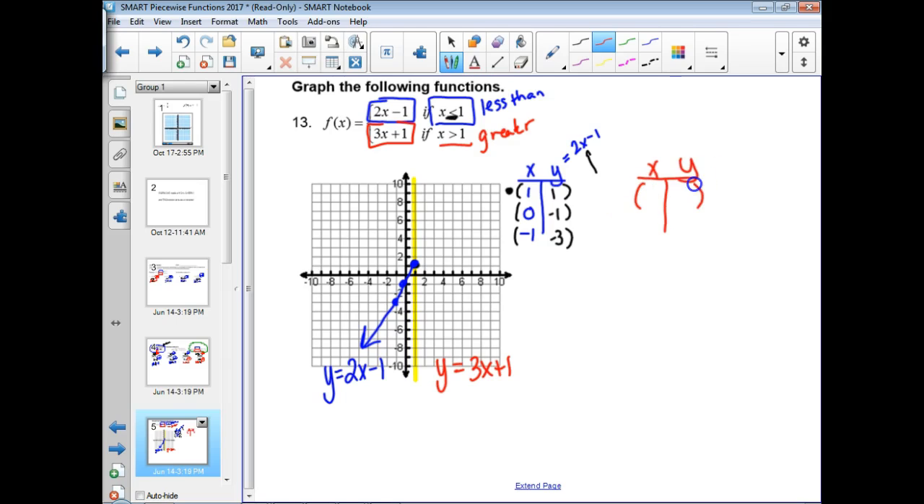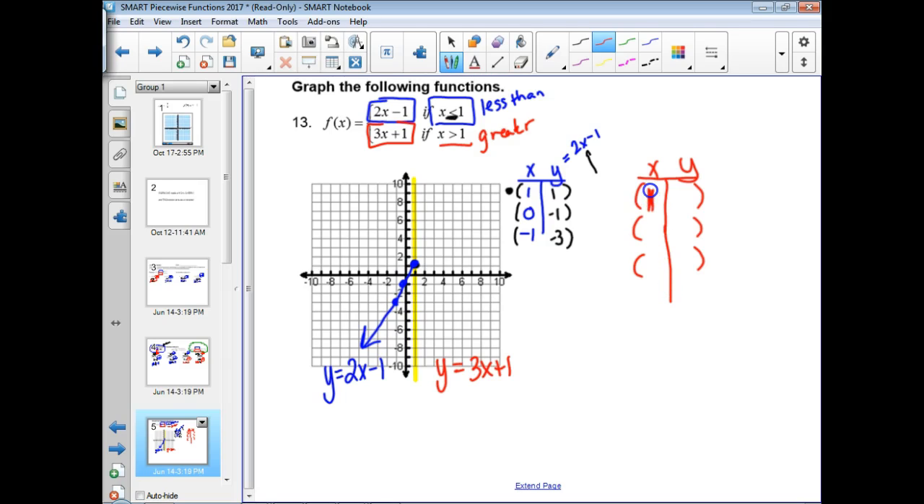But this time, you're only allowed to give me x's that are greater than 1, with one exception. Even though he doesn't exist at 1, you still have to use x equals 1. I'll talk about what we do in a second. That very first point has to be the boundary line, even if it's an open circle in a minute.